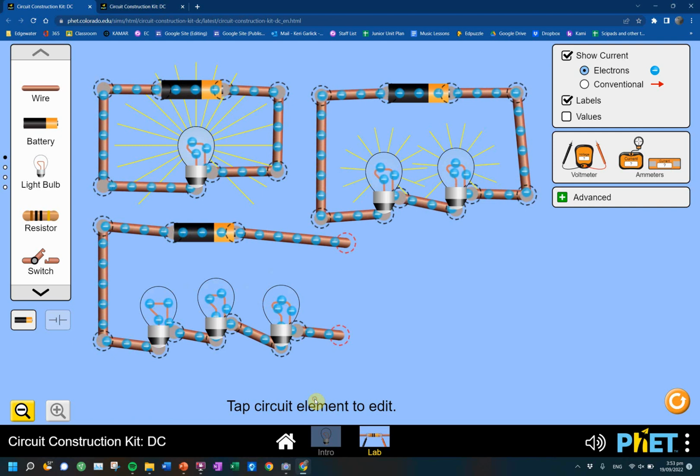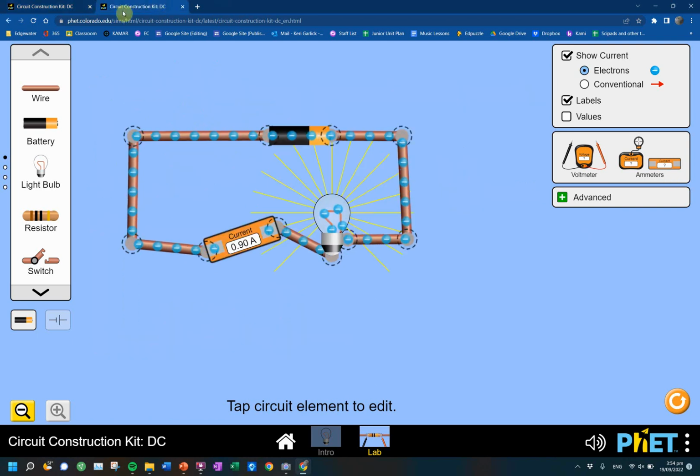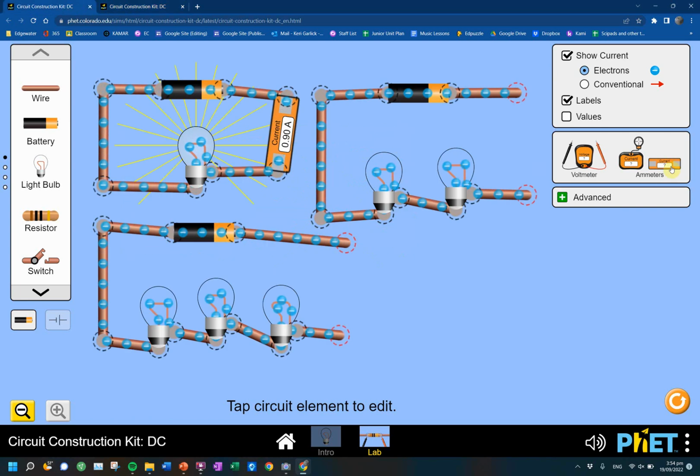So once again, I'm going to delete some of these so that way we can fit in our amp meters. Now I'm going to be annoying and just put it there. All right, so with that amp meter connected up, we notice that it is 0.9, which is what we had before when we were looking at this one over here. Now I'm going to add an amp meter to this one that has 2.